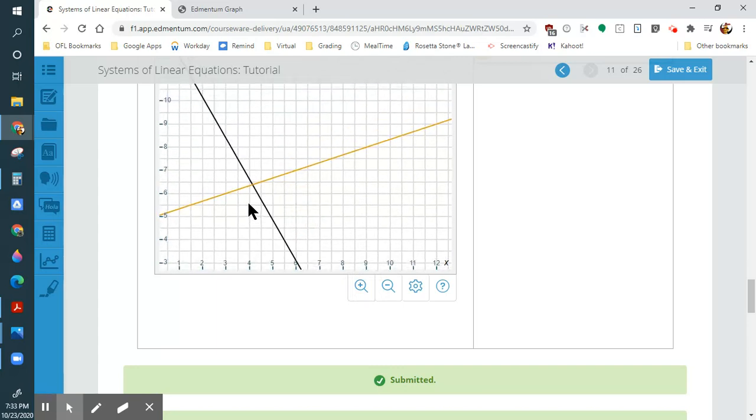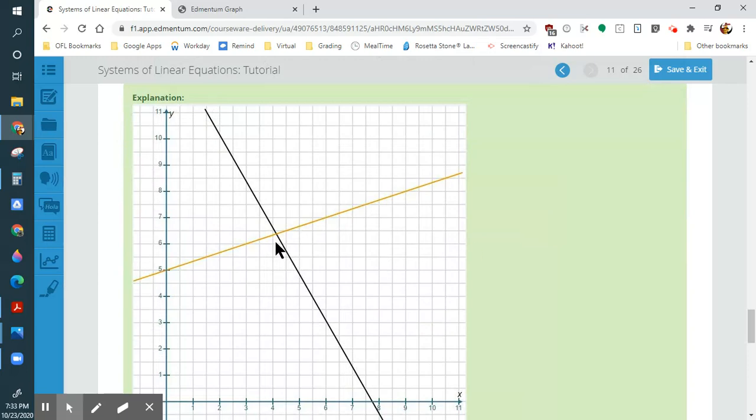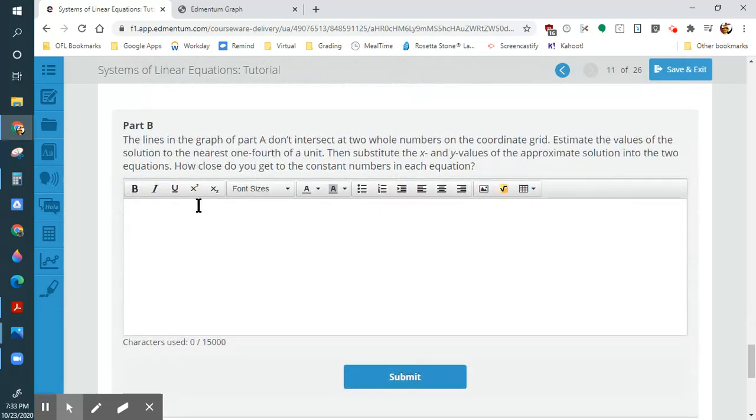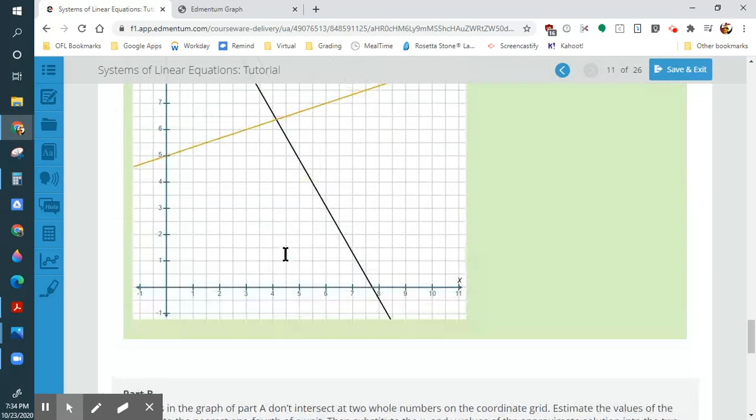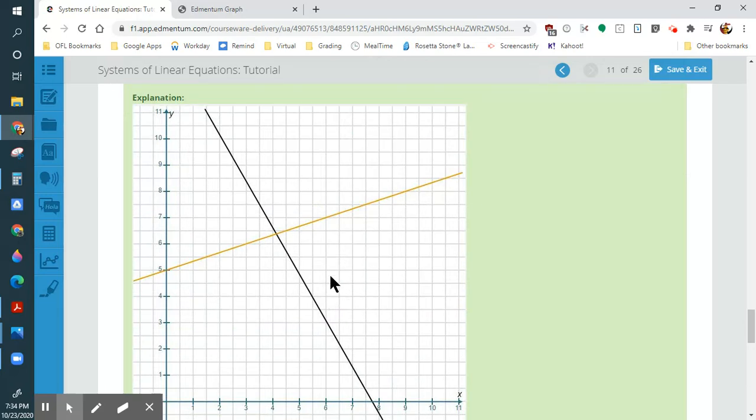Moving this over. So it's some weird fraction here, and you can see it right here. The lines on the grid in part A don't intersect at two whole numbers. Estimate the values to the nearest 1/4. Then substitute x and y into the equations. Okay, so we are estimating x and y to the nearest 1/4.